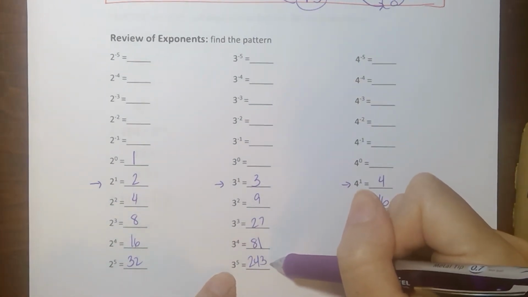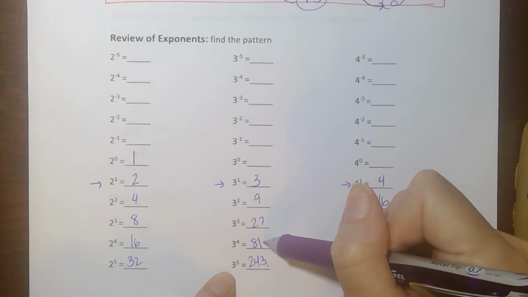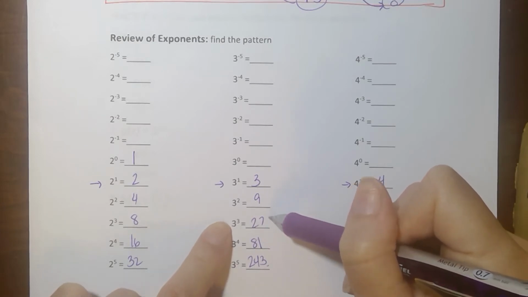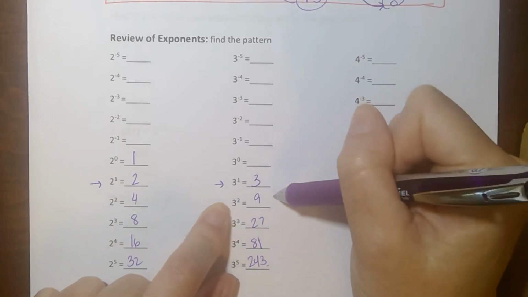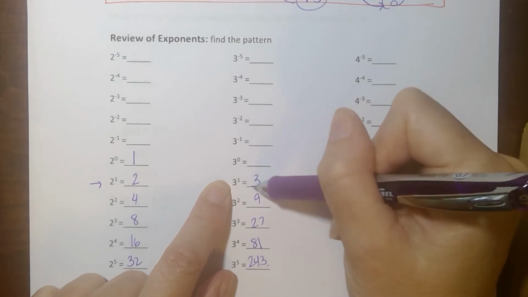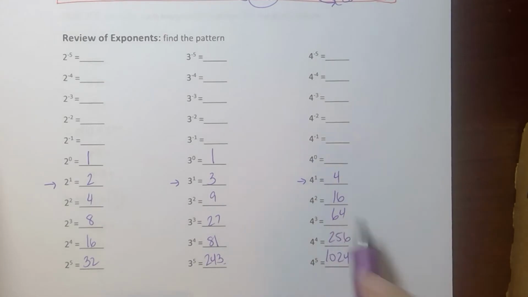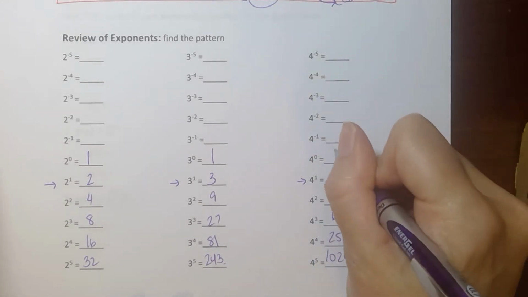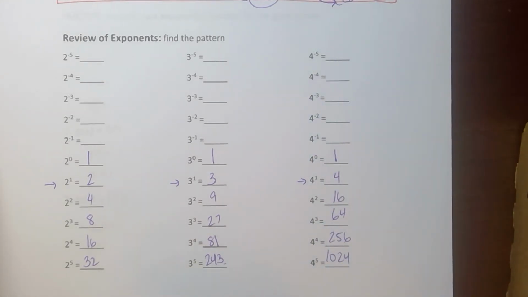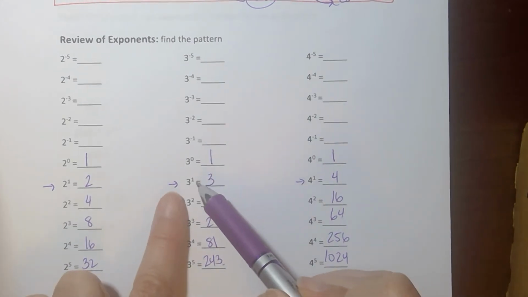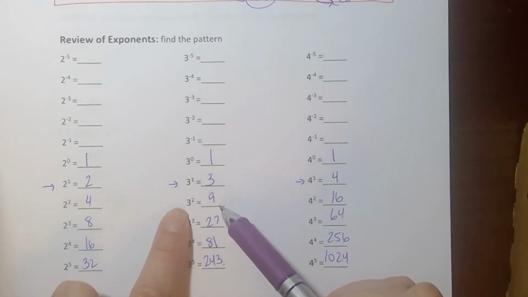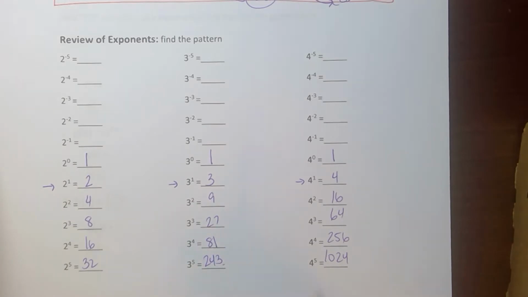If I start down here at 243, I divide by 3 to get 81, divide by 3 to get 27, divide by 3 to get 9, divide by 3 to get 3. 3 divided by 3 is 1. I'm sure you can guess what 4 to the 0 power is. Anything to the 0 power is 1. Because if I'm subtracting in my exponent, I'm dividing in my argument, just like if I were adding in my exponent, I would be multiplying in my argument.